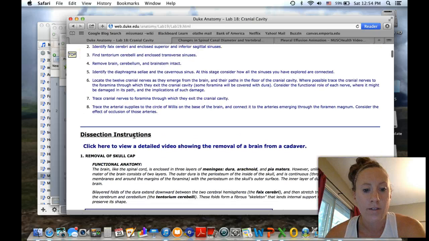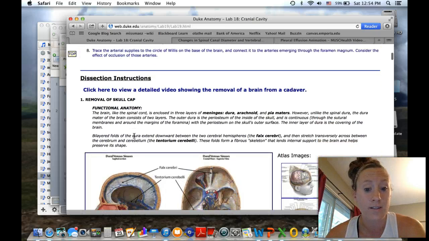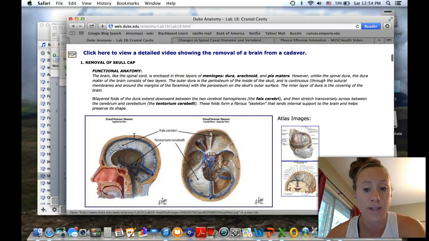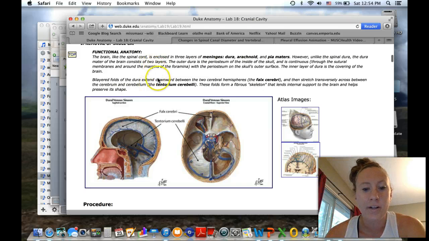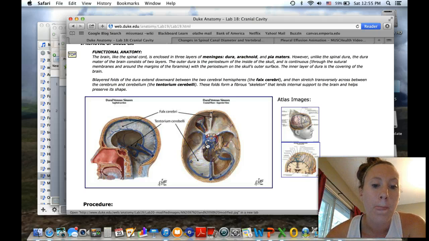So if we go down here, this is instructions on how to dissect a skull, because they actually do cadavers where they dissect human bodies. We're not going to do that, but we are going to look at some of these pictures. So this is a superior view of the cranial cavity. The brain is taken out, obviously, but you can see this is where the brain sits. And then this hole right in here is where the spinal cord runs down next to your vertebra. This picture on the left is a lateral view.